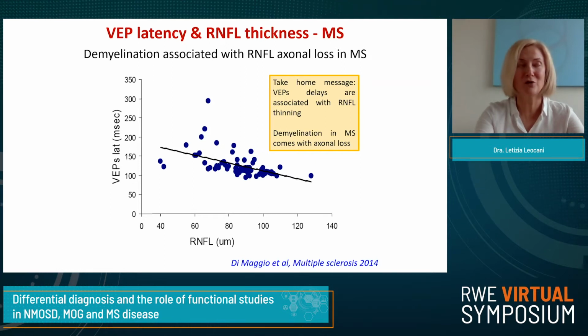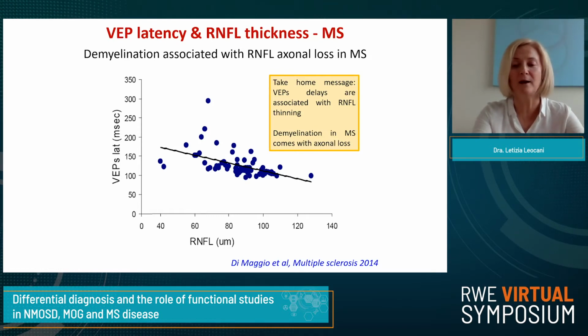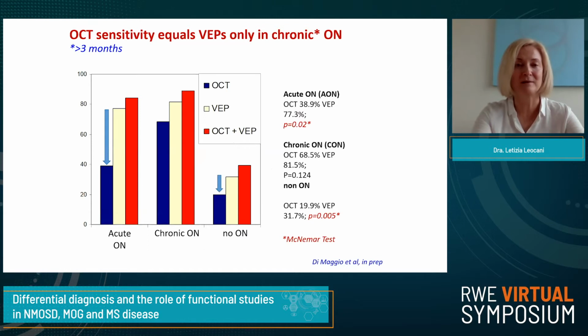And this is not always the case for NMO, for example, where you can have important axonal loss despite a low amount of demyelination or low amount of delay. We will see it later.